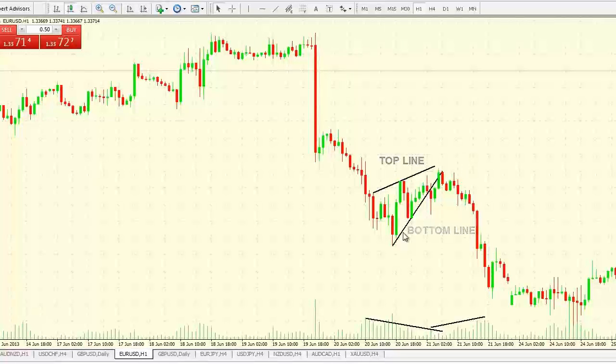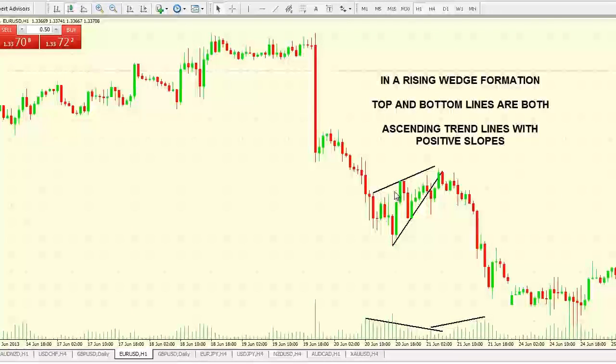How this formation differs from an ascending triangle is that in the case of an ascending triangle, the top line is mostly a horizontal line, while in the case of a rising wedge, the top line is an ascending trend line with a positive slope.